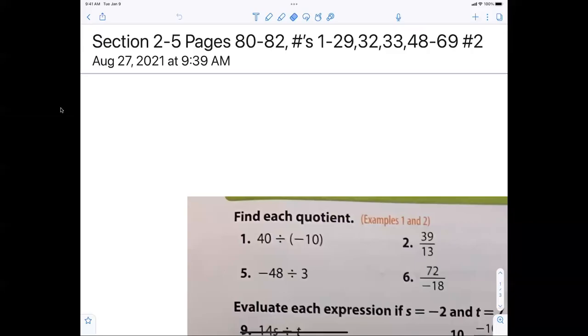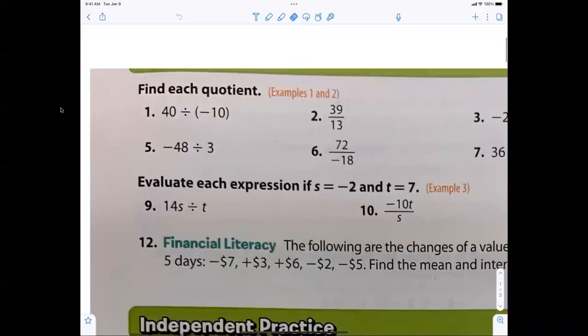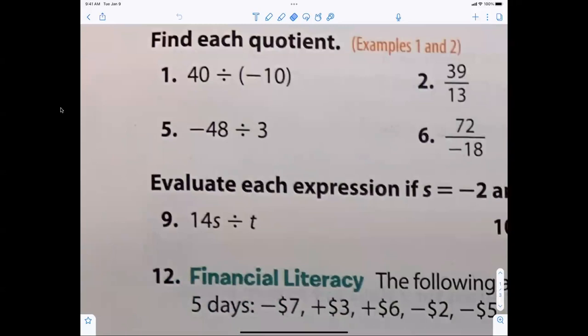Wait a minute. All right, here we go. Tell me, number one, Finley. -4. Beautiful. If you're not sure about something, you can speak up at any time.